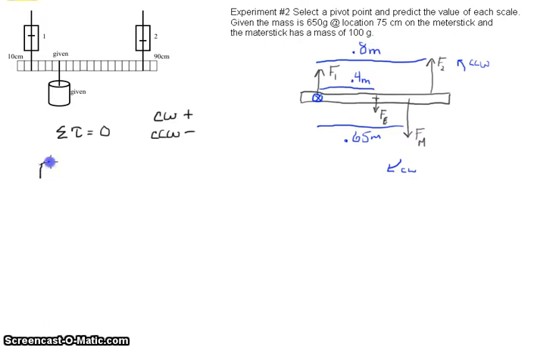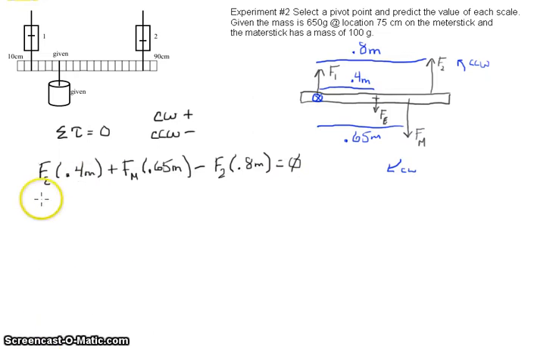So then we'll have the force of the earth, which is 0.4 meters away from the pivot, plus the force of the mass, which in this case is 0.65 meters away from the pivot, subtracted from the torque of F2, which is 0.8 meters away from the pivot. All this is equal to 0.